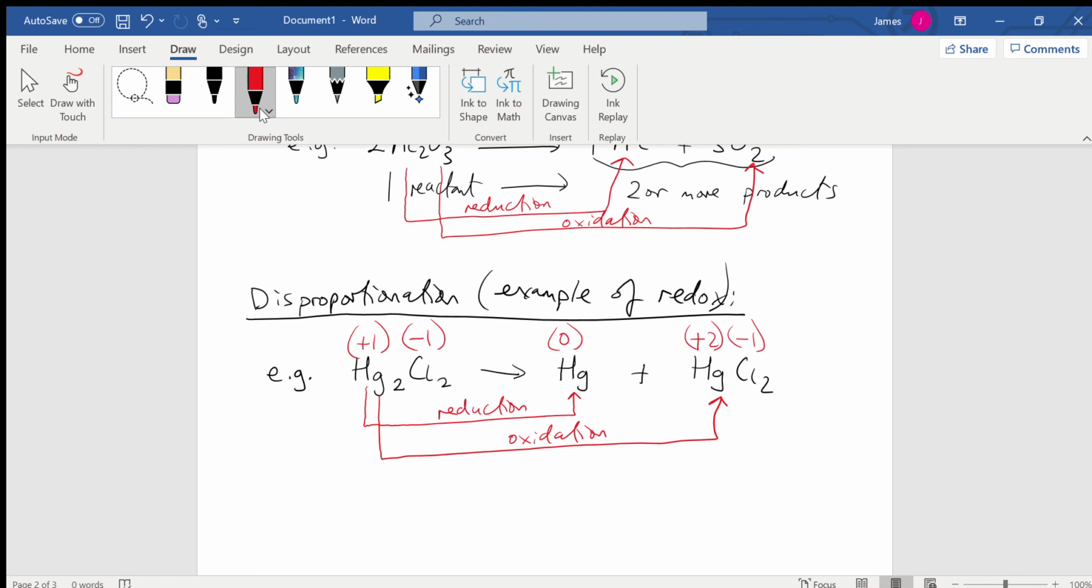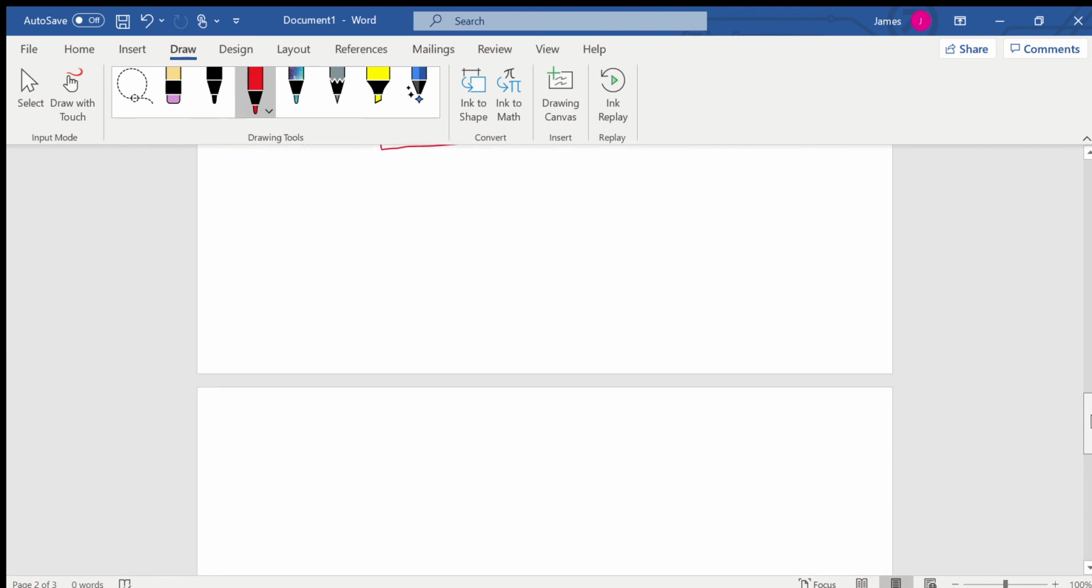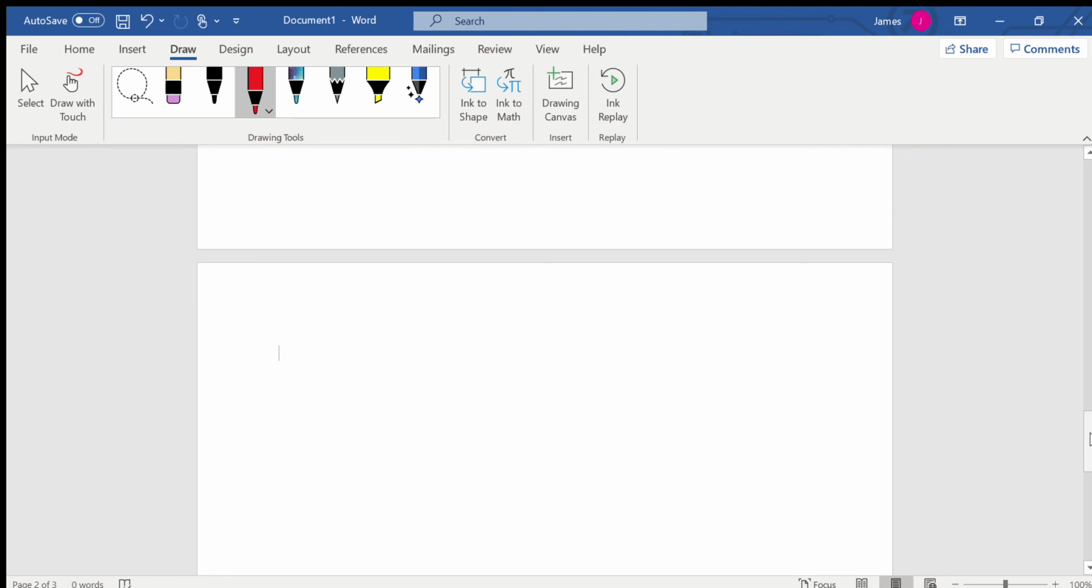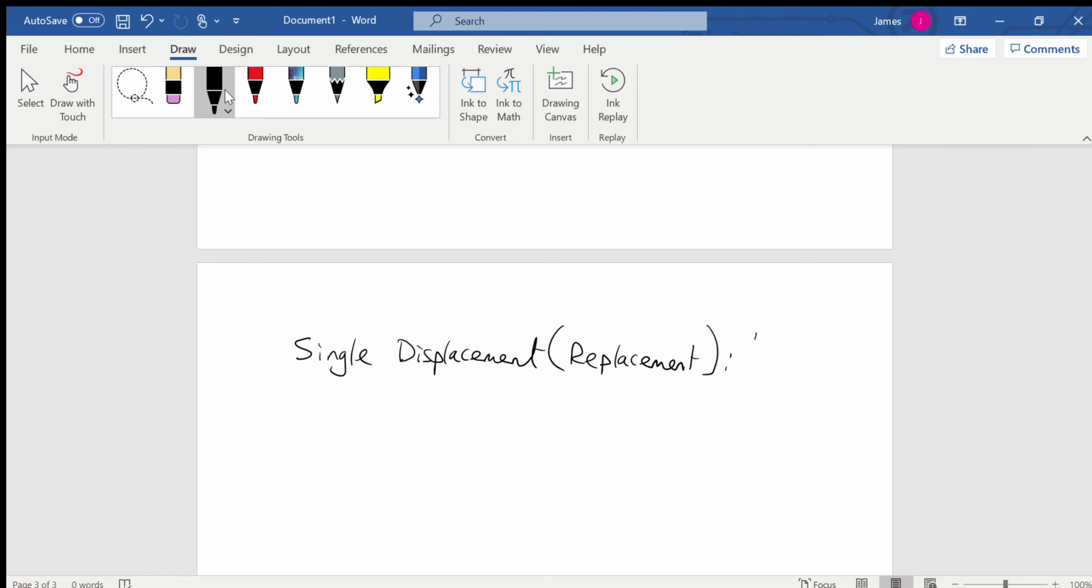Let's look at, I think this is going to be our last example of redox. Let's see, I've got one more page. I think we can do it on the last page. There's no need to squish it in. Oh, let's not use red though. Single displacement reactions. Displacement is also called replacement. This is an example of redox. Specific example.